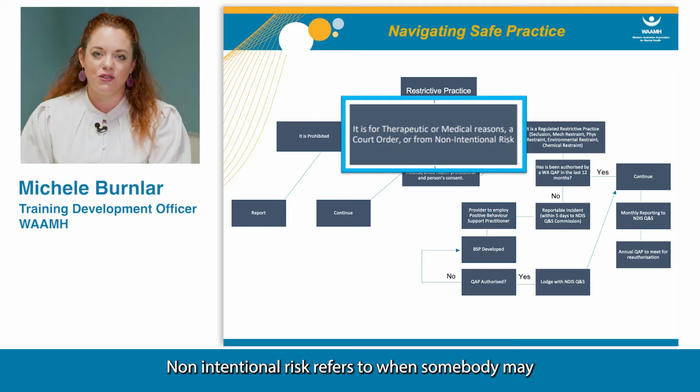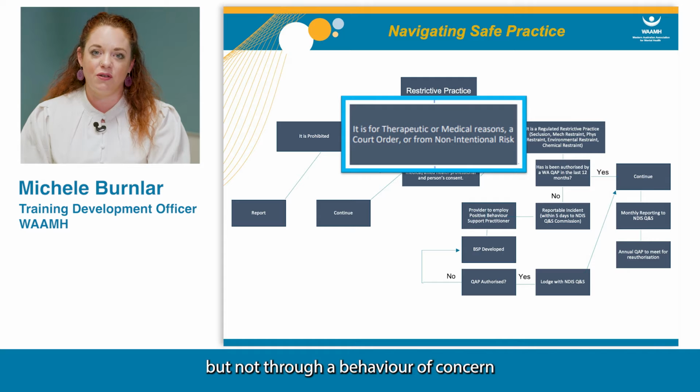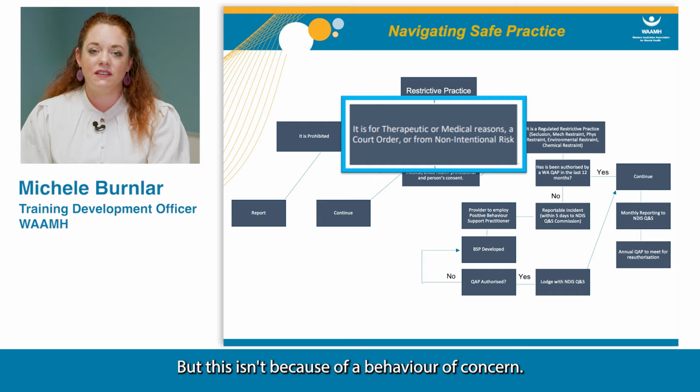Non-intentional risk refers to when somebody may injure themselves or someone else or damage property, but not through a behaviour of concern, simply through an action that occurs. For example, if somebody exhibits arm flapping, they may accidentally hit themselves in the head or hurt someone else, but this isn't because of a behaviour of concern, this is because of an uncontrollable tic.